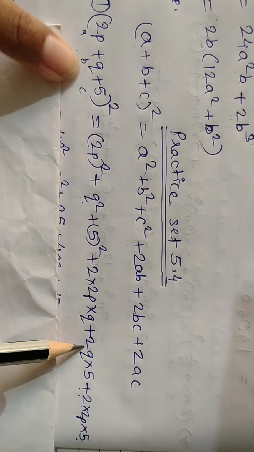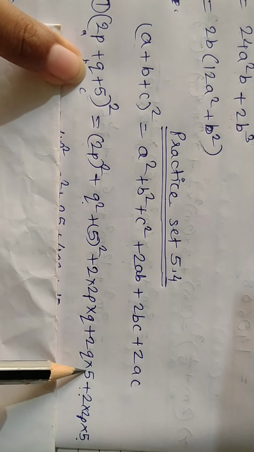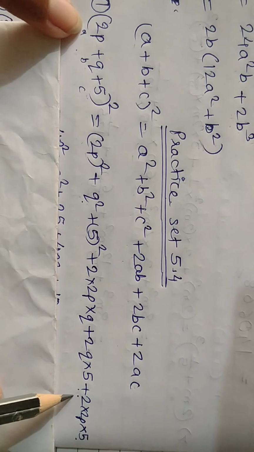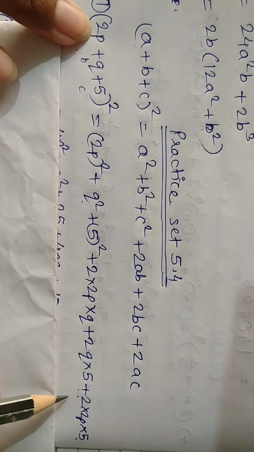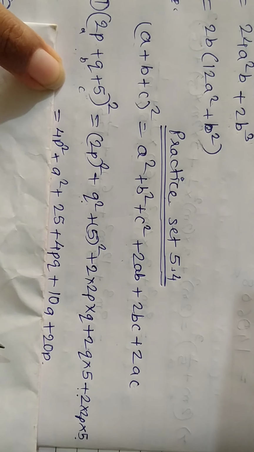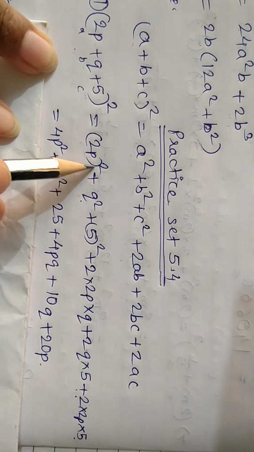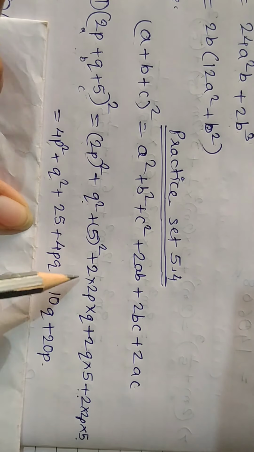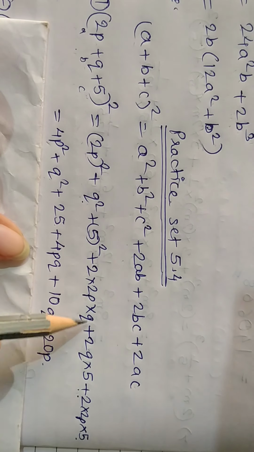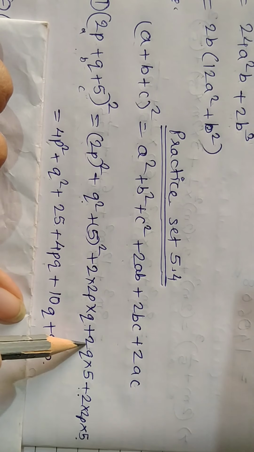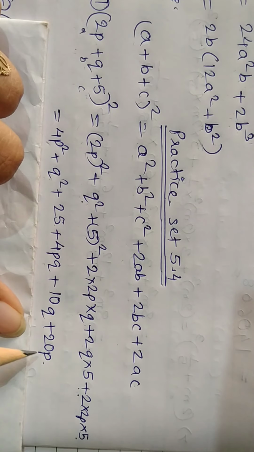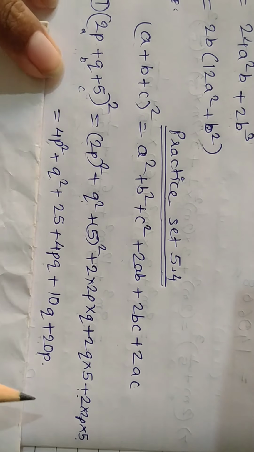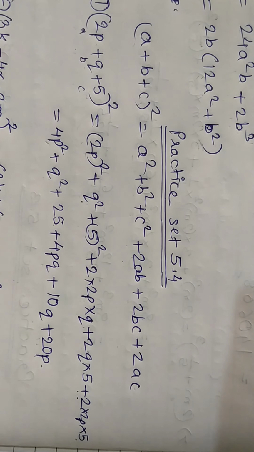then plus 2 into q into 5, then plus 2 into ac, that means 2p and 5. Now solve this. (2p)² is 4p², q², 5² is 25. Then 2 into 2, 4pq. Then 2 into 5, 10q. And plus 2 into 2 into 5, that is 20p. This is your final answer.